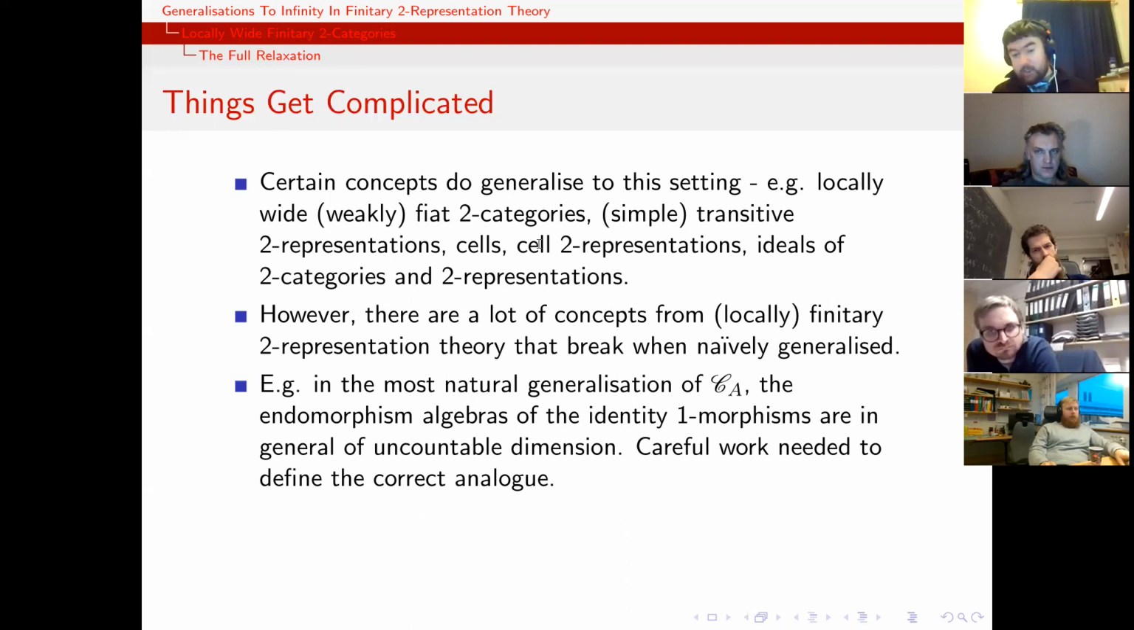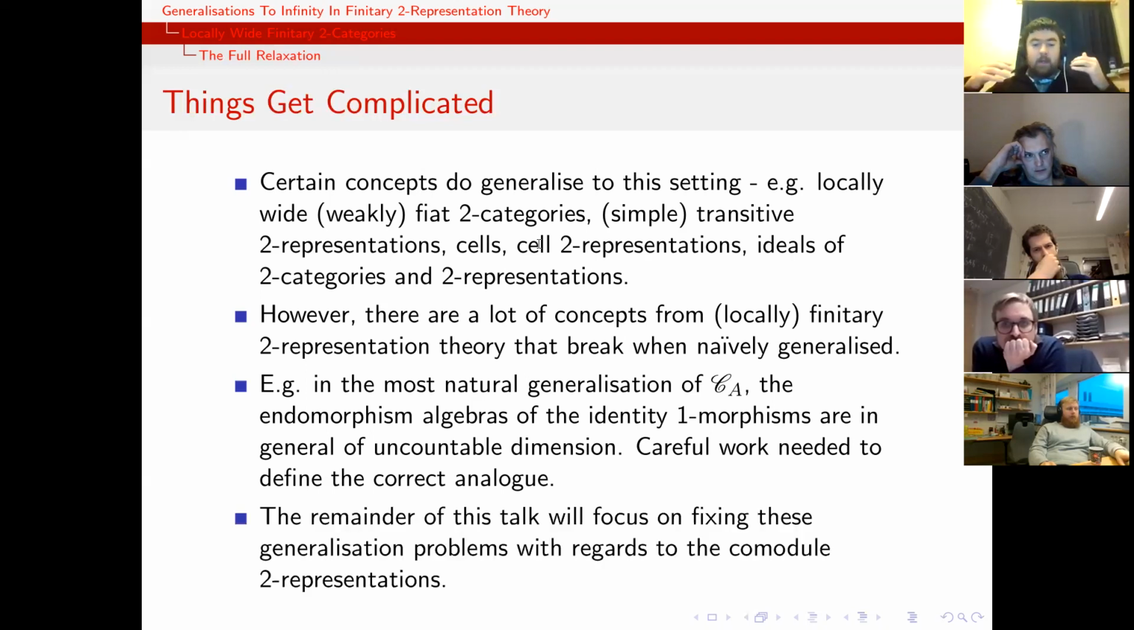I won't go into details, for those of you who know some more, it's a C sub A comma X type thing where you require X to be local and to contain some other subalgebra. But for anybody who is less familiar with this theory, don't worry about it. The remainder of this talk will focus on fixing these generalization problems, specifically with regard to these cohomological two representations.